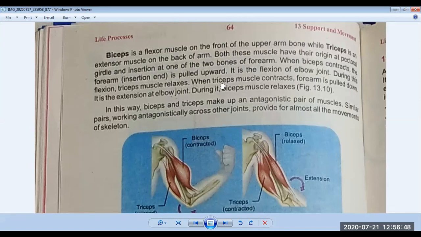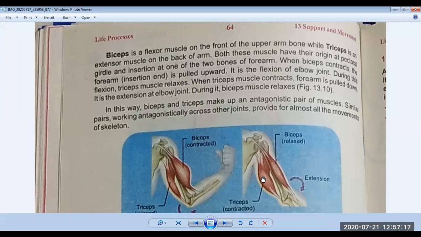When bicep contracts, the forearm is pulled upward. So when bicep contracts, your forearm will be pulled upward. It is the flexion of the elbow joint, so this movement is called flexion. On the other hand, during this flexion, tricep muscles relax. When tricep muscles contract, you can see in the diagram what will happen.